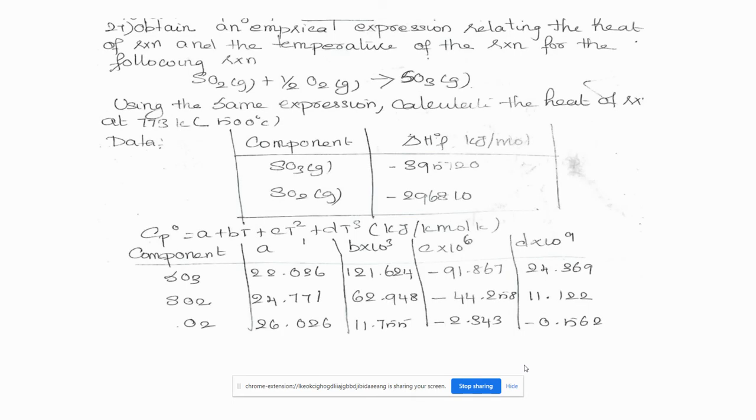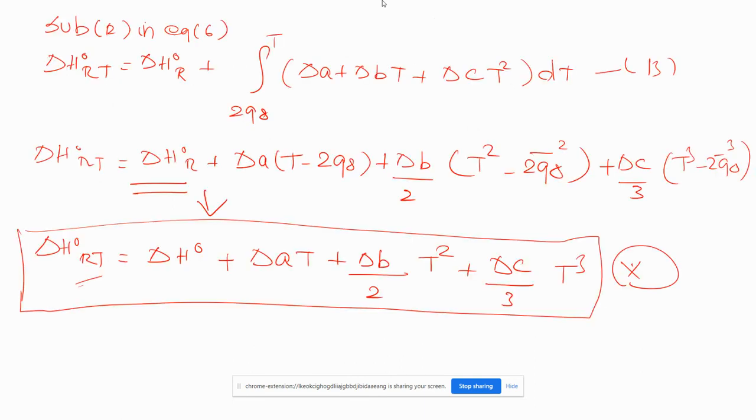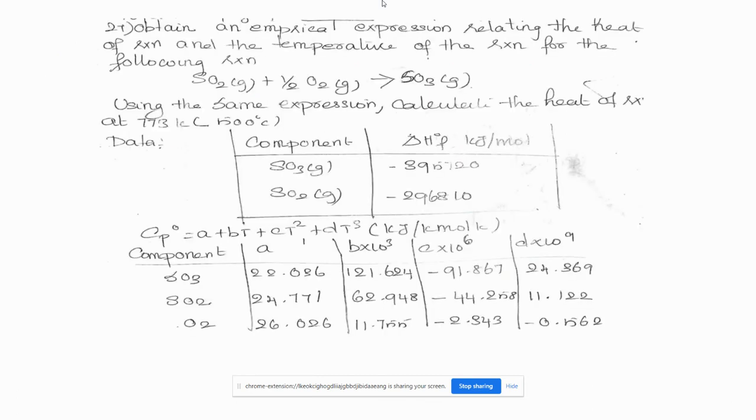Now let us solve a problem related to this. What they have given is: obtain an empirical expression relating the heat of reaction and the temperature of reaction for the following reaction, SO2 plus half O2 gives SO3 gas. Using the same expression, we also have to calculate the heat of reaction at 773 Kelvin.